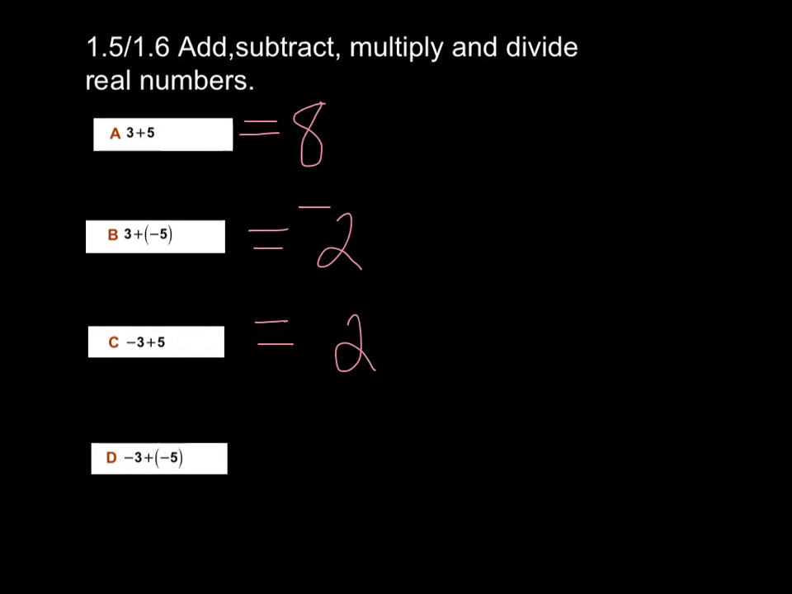On the next one, we have negative 3 plus negative 5. Again, this is just like A in the sense that they are the same sign. So we're going to add the two numbers, 3 and 5 makes 8, and it takes the sign of the two numbers, so negative 8 is the answer.